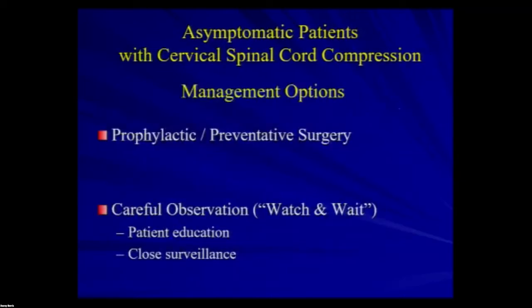And basically, there are two options for these individuals. One is you can offer them prophylactic surgery. They have no symptoms, they have no myelopathic features, but they have significant cord compression that would at least make surgery relevant for discussion. Or you can take the watch and wait approach, where you're going to observe the patient, educate them about the nature of what they have going on in their cervical spine, educate them on things to avoid, and then follow them carefully to make certain that they do not develop myelopathic features at some point in the future.